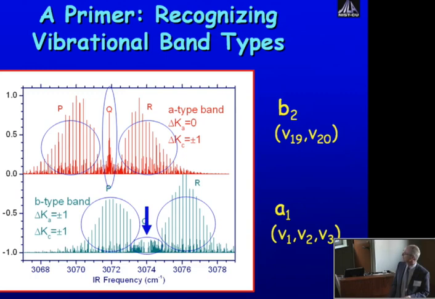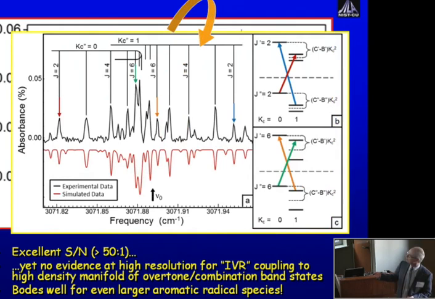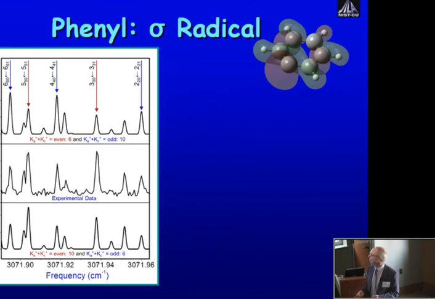So here's one of the bands in phenyl, and your challenge is to recognize what band type it is. Okay, you see the strong Q branch. If I blow that up, here's all the structure that comes from that Q branch. Again, this is infrared, but not bad at all. Line widths on the order of a couple times 10 to the minus 3 wave numbers. Very good signal to noise. This is a simulation based purely on a rigid rotor or centrifugally distorted rigid rotor, no intramolecular vibrational relaxation processes present. Okay, so it bodes really quite well for even larger aromatic species.